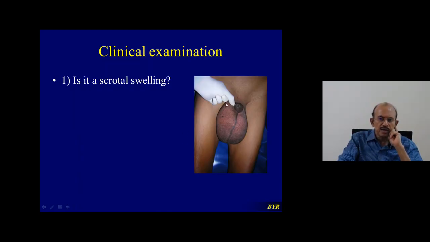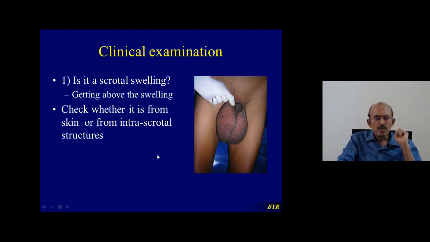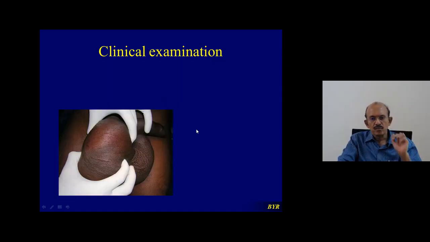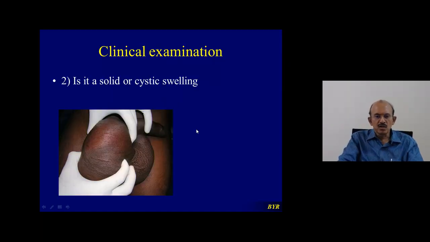This is how you do getting above the swelling. You place your thumb in front of the scrotum, place the index finger behind the neck of the scrotum, and roll between your two fingers. If you feel only the cord structures, it is a scrotal swelling. Then you check whether it is from the skin or from intrascrotal structures by the skin pinchability test. Then check whether it is a solid or cystic swelling.